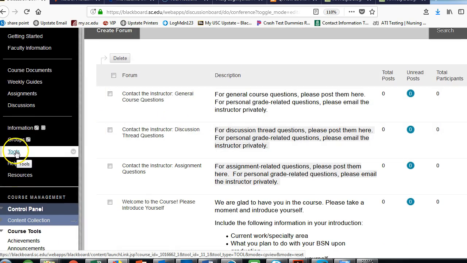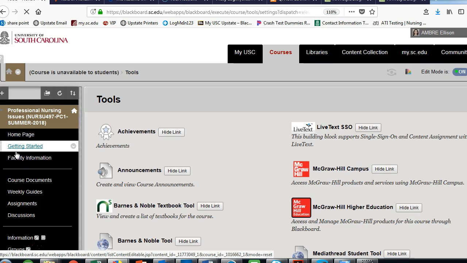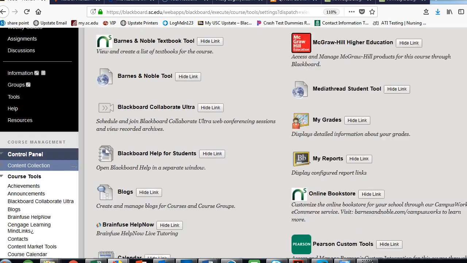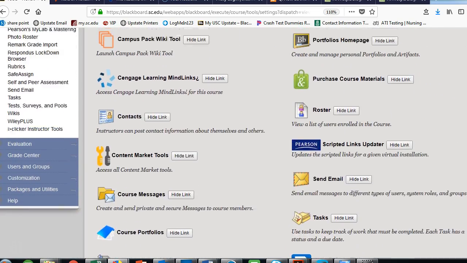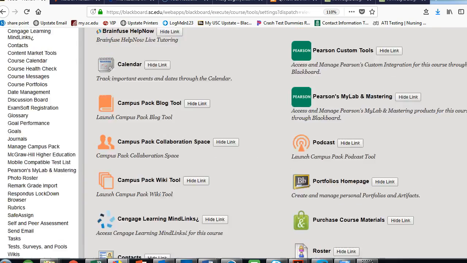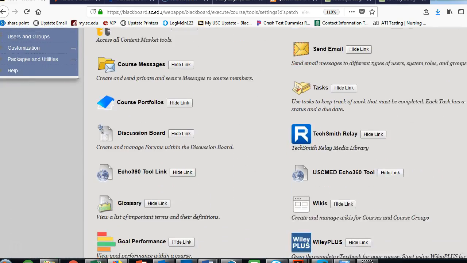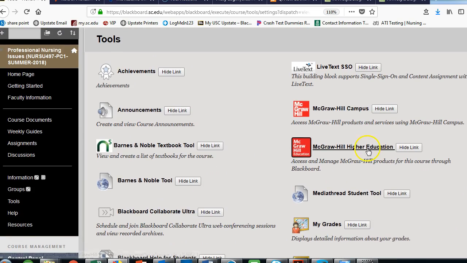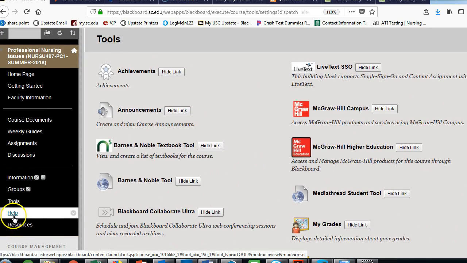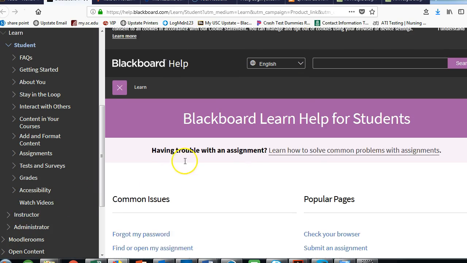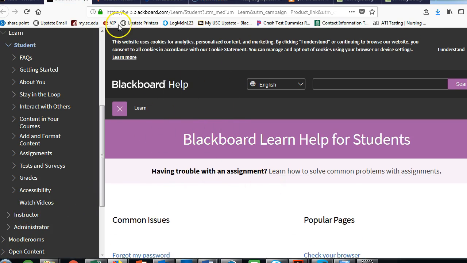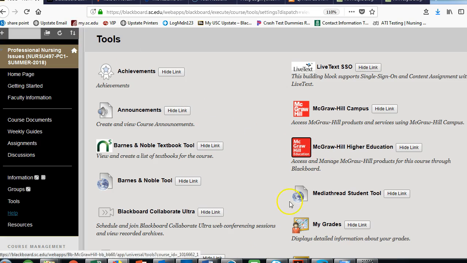And then, of course, if you want to look at your grades, anything really is right here. But the most important thing for you guys would be my grades, which is right there, and then send email. There's a lot of other links that you don't really need to know about. Any information that you need to know as far as helping, Blackboard has a help area for students. It's right there if you have any questions. You could also YouTube it. You'd be surprised what you could find.